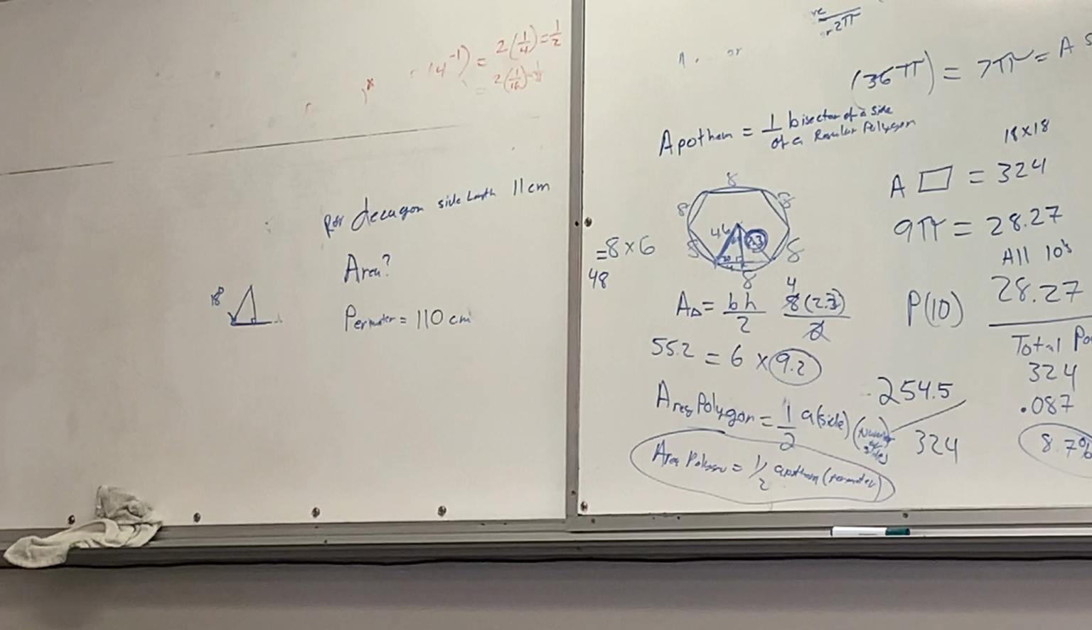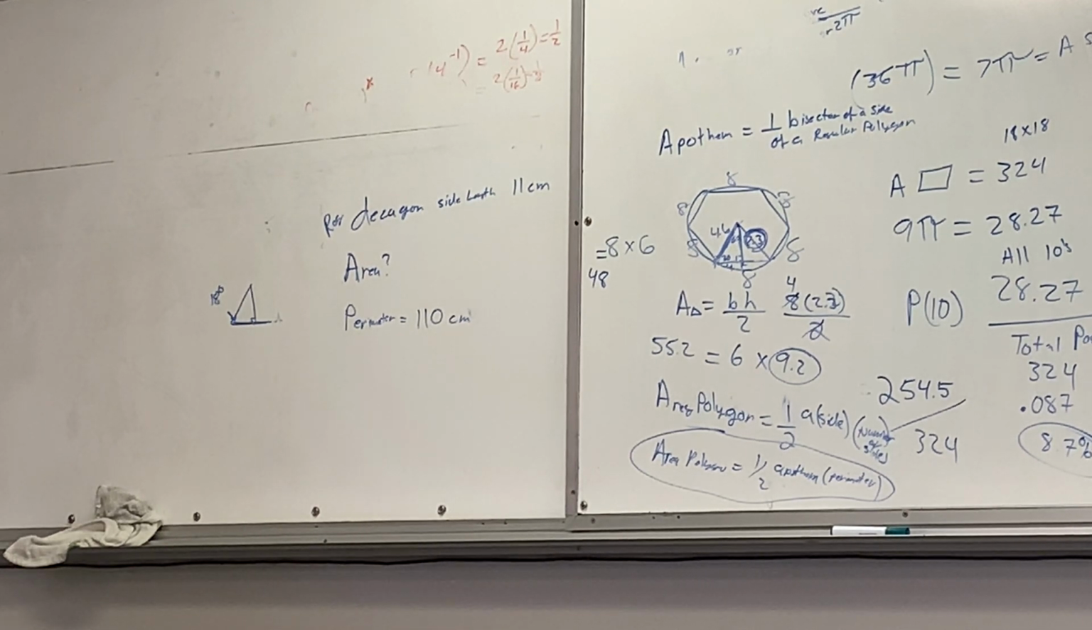Because you'll do 360 divided by what? 10. Everybody will do that. And you'll get what? 36. And you'll think that's the angle. But it's really what? Half of that. So that angle is 18.